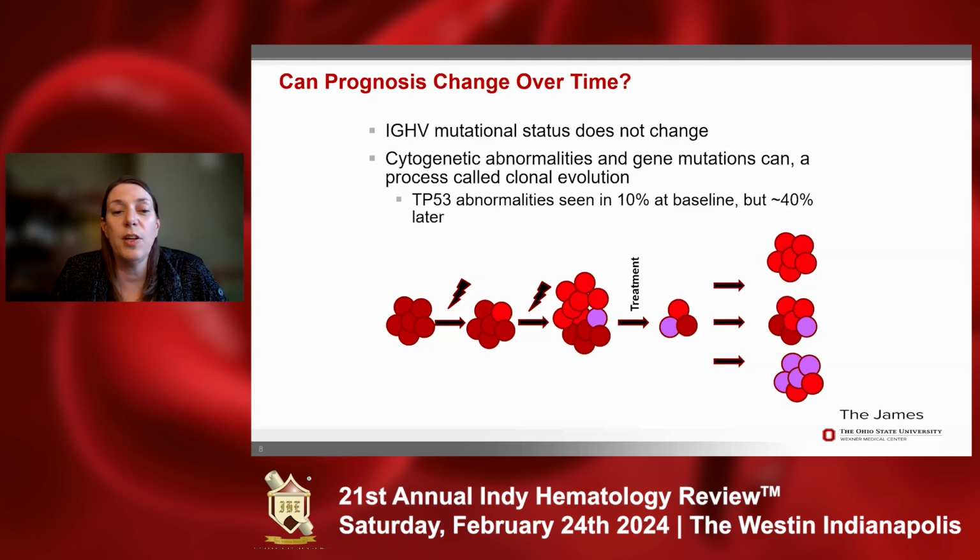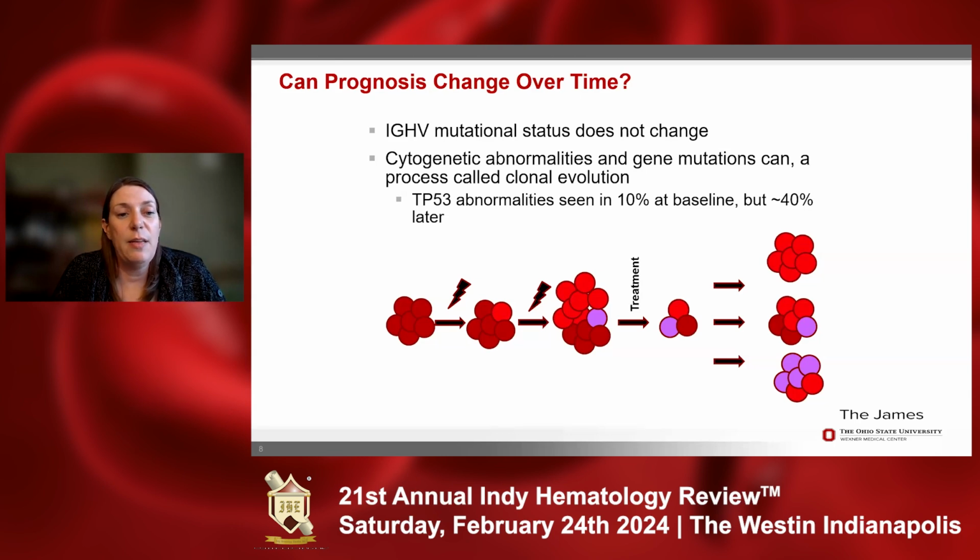CLL cells, though, during the course of a disease, and especially when exposed to treatment, can develop new mutations in the DNA or new abnormalities in the chromosomes as the cells divide. That's a process that's called clonal evolution. And it's really important in CLL, and we see that both in changing people's prognosis over time to make the cells easier to get around therapy and more aggressive, but also in response to specific therapies, cells can acquire new gene mutations that might make them resistant to a treatment.